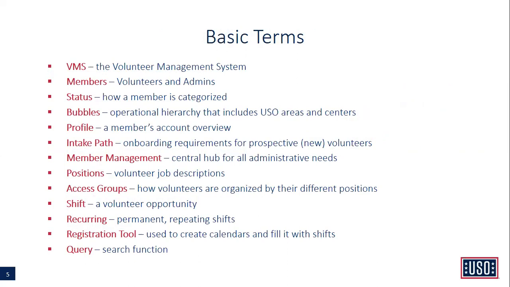A bubble is the operational hierarchy that includes USO areas and centers. For example, the bubble would be USO Alaska, but the center would be USO Fort Wainwright. A profile is an overview of a member's account. Everyone in the VMS has a profile. The intake path is where a new volunteer is going to complete their training requirements.